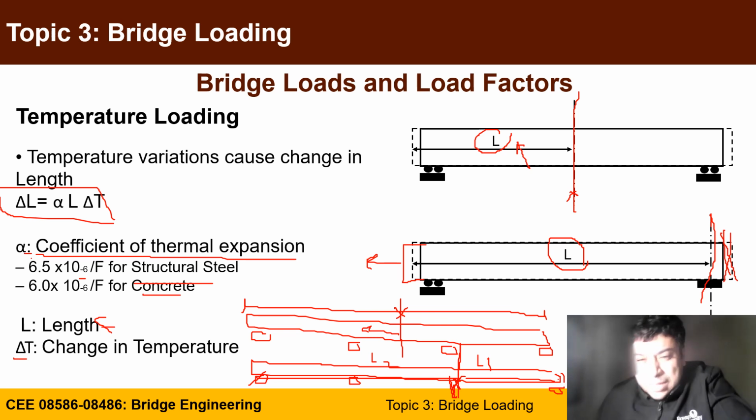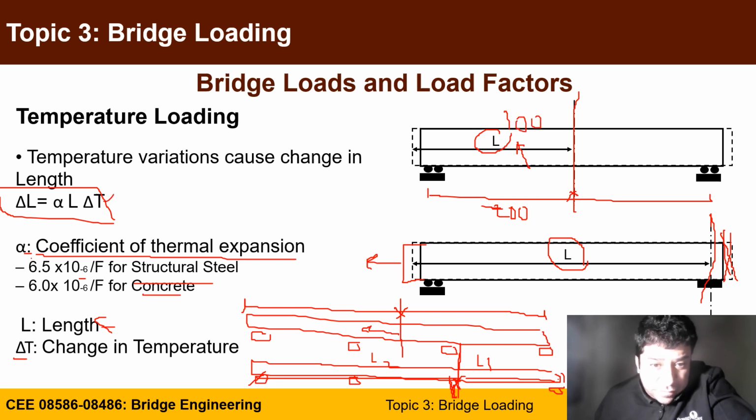So for example, in this case, if your span is 400 feet, your length of deformation L is actually 100 feet. So what you need to do, if the temperature changes from, let's say, 30 Fahrenheit to 100 Fahrenheit, your rate of change is the difference between the two.